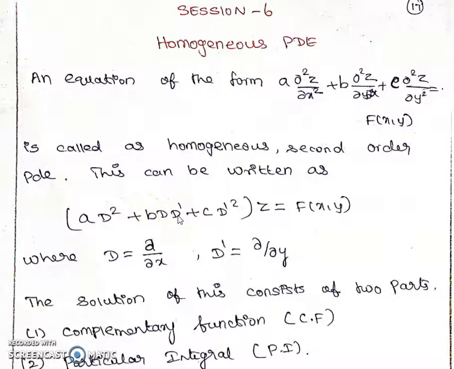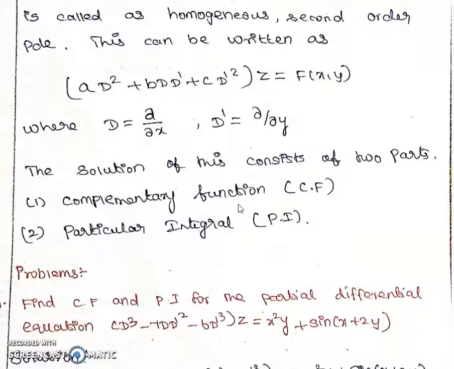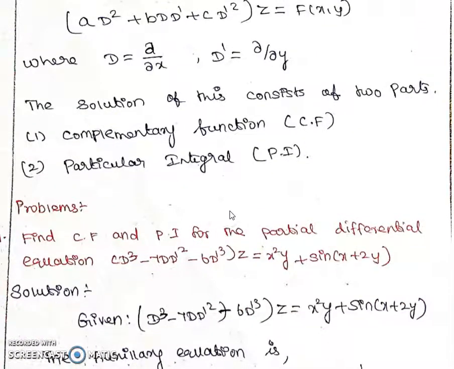The same procedure that we did in the ordinary differential equation, we are going to use here. The homogeneous partial differential equation means all the orders are the same. Here the order is 2, here also order 2, here also order 2. So if all the orders are the same, the given differential equation is a homogeneous differential equation. For solving this, we have two parts: one is the complementary function, another one is the particular integral.